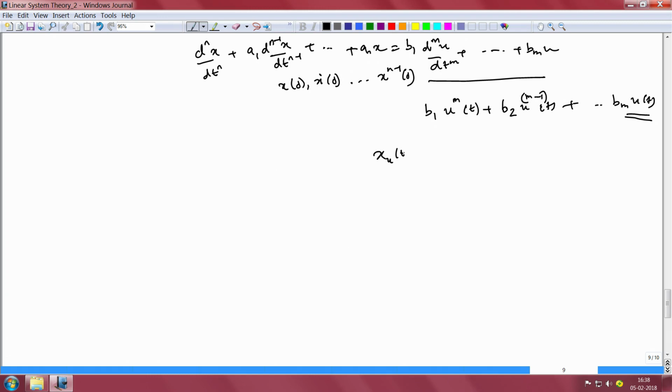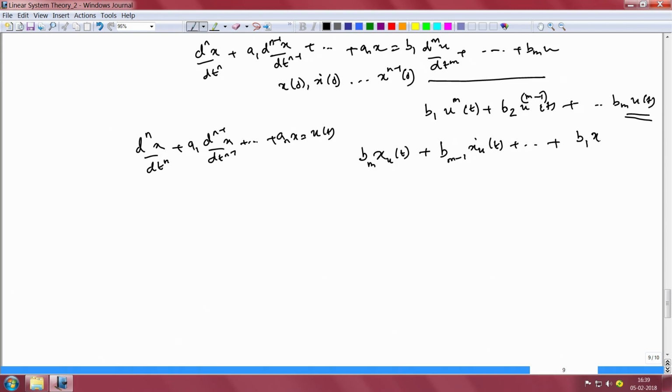Let me say x u of t is the solution when I have only u of t on the right hand side. In other words, if my differential equation were to look something like this, with u of t on the right hand side, suppose the solution to that differential equation is x u of t. Then if I were to have bm times u of t on the right hand side, the solution will be bm times x u of t. Now, if I have bm minus 1 times u dot of t as another extra input, then the solution to that would be bm minus 1 times x u dot of t, and so on and so forth. So that my final solution will be b1 times the mth derivative of x u with respect to time.